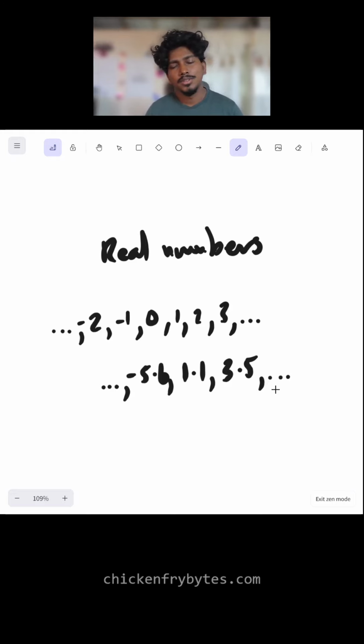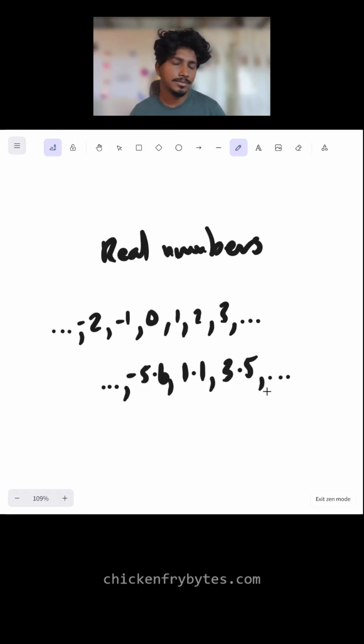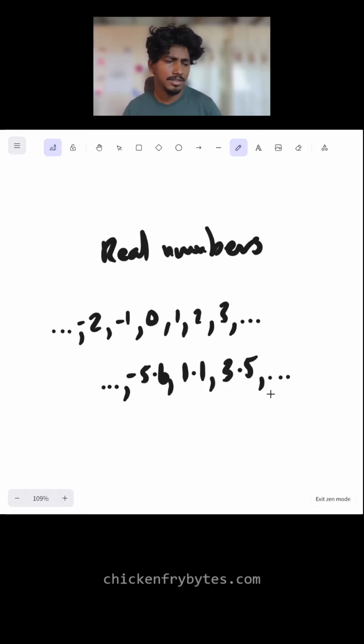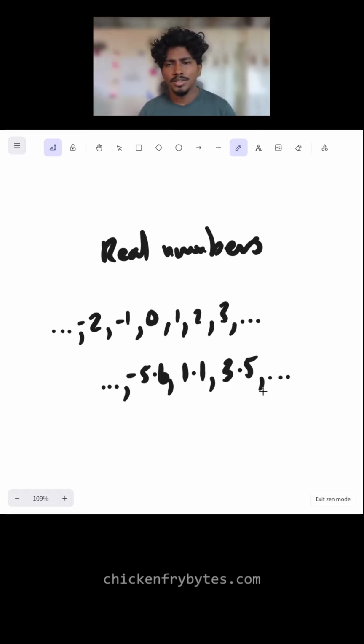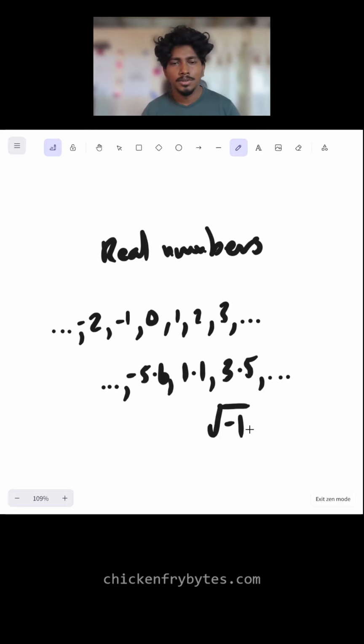But there's a question that we haven't really addressed in GenMaths by real numbers, and that is what really happens if you take the square root of, for example, -1? What is the result?